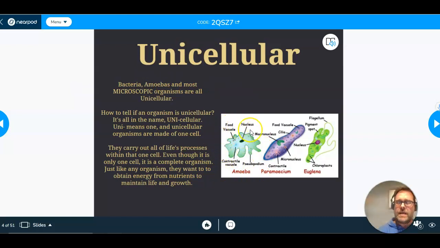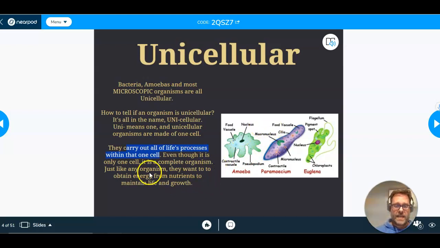This amoeba is an organism. It is living on its own. It is able to, again, carry out all of life's processes inside of this one cell in order to keep this unicellular organism alive, and that is extremely important.